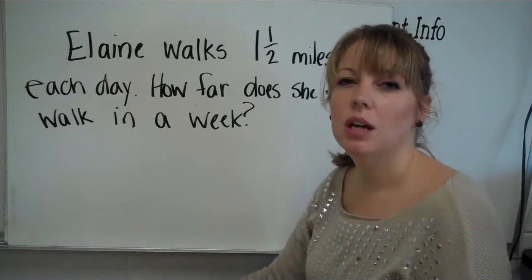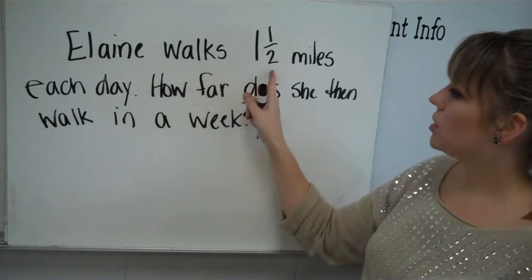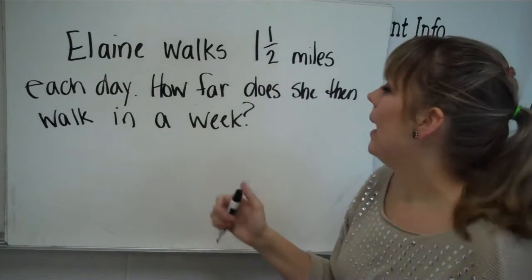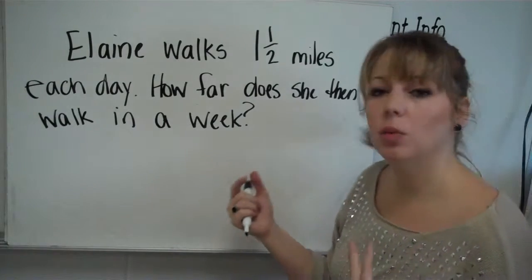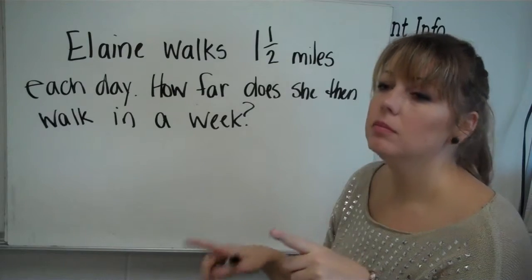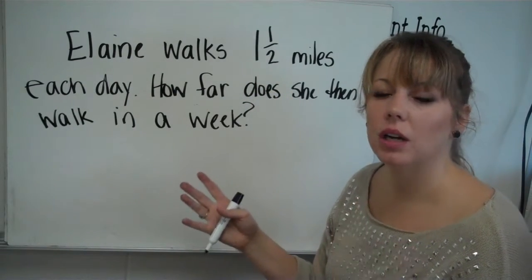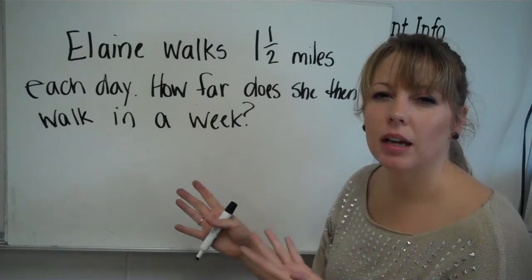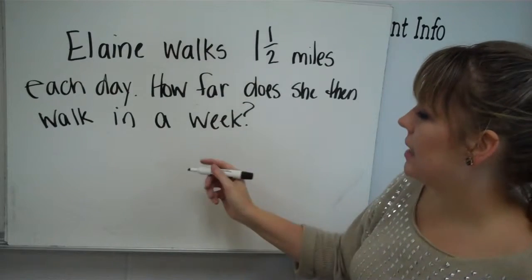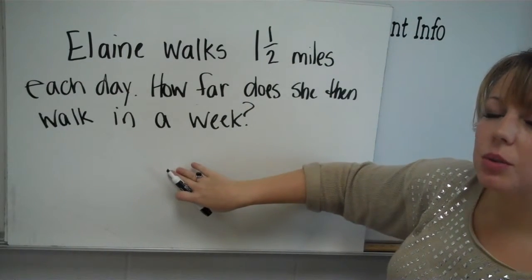Okay, so let's do a question to see if we can pull it all together. If Elaine walks 1.5 miles each day, how far does she then walk in a week? So one, you have to know how many days are in a week. How many days are in a week? And if you're doing this action every day, you're going to what? Add, multiply, subtract, divide. You're going to multiply. So you're multiplying 1.5 times 7. Make sure you get this question written down. If you need to pause, go ahead.